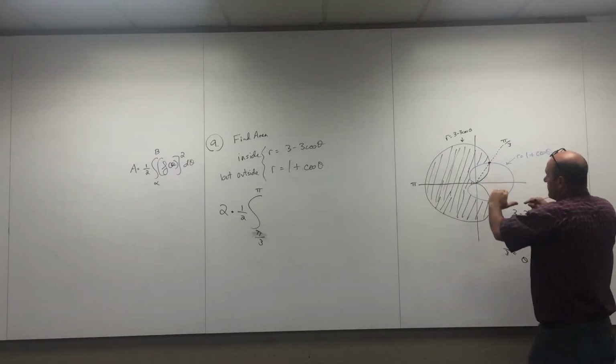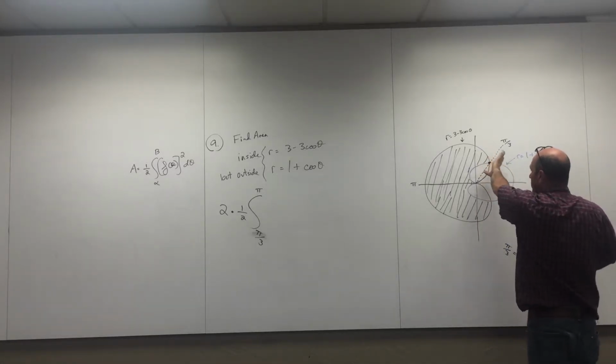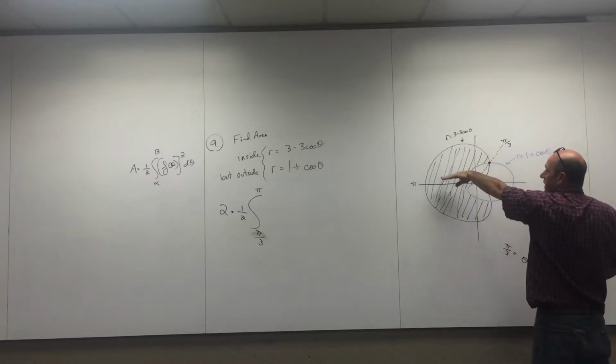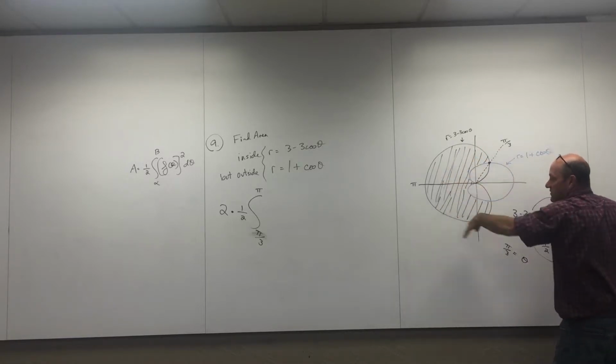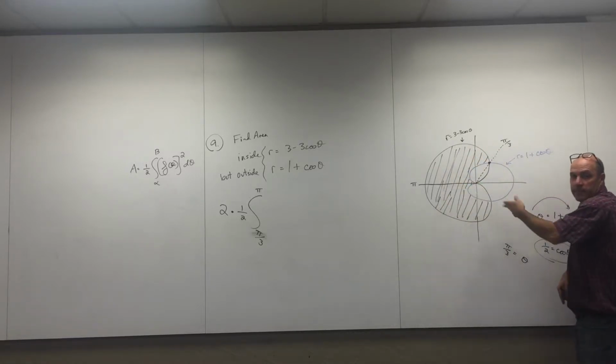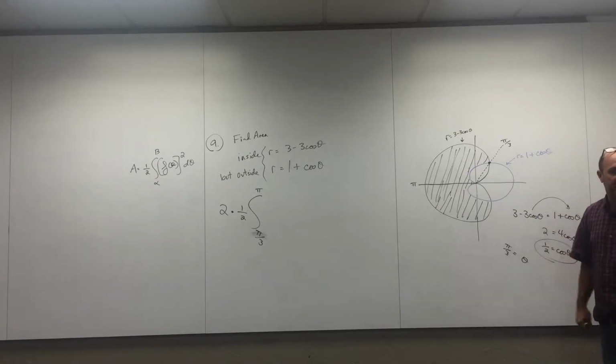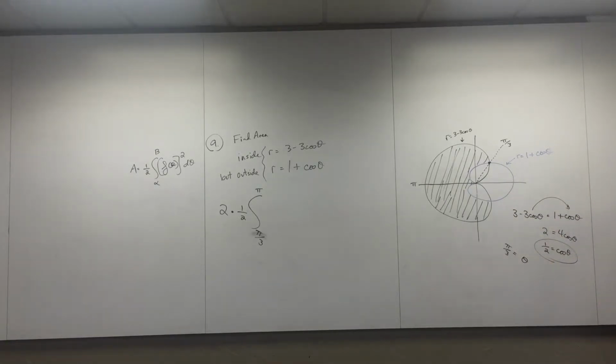But you do see the symmetry, right? I mean, that's not eluding your vision, right? From pi over 3 to pi would be half of what I actually want. So I think I'll just do that and double it.